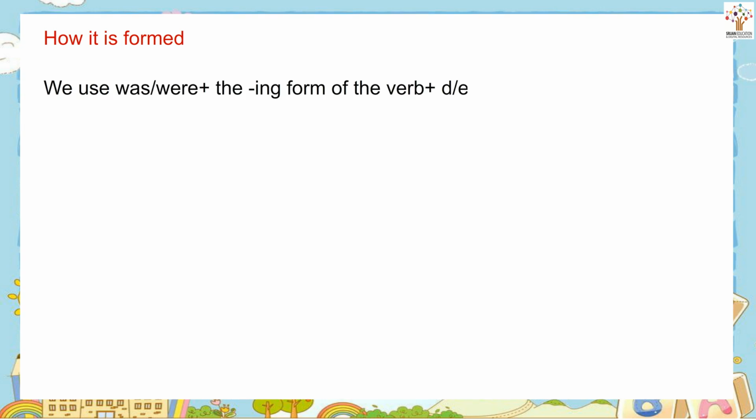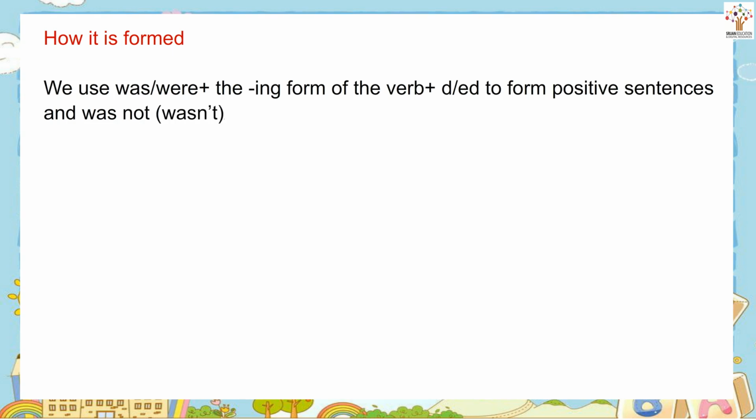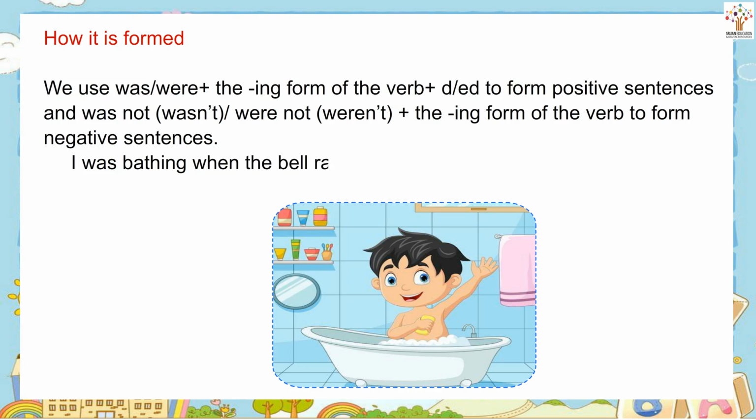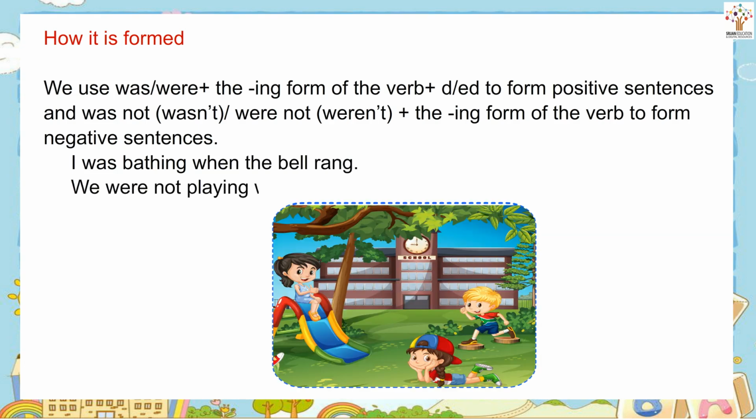How it is formed. We use was, were, plus the ing form of the verb to form positive sentences, and was not, wasn't, were not, weren't, plus the ing form of the verb to form negative sentences. I was bathing when the bell rang. We were not playing when the sports teacher came to the playground.